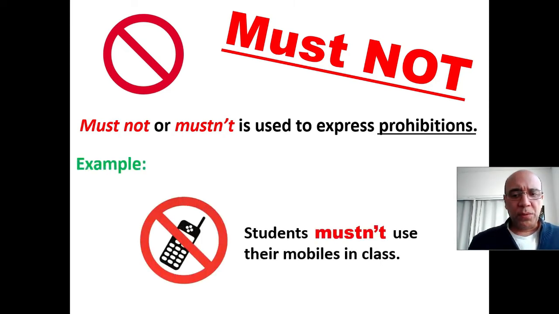Example, students mustn't use their mobiles in class. If you are in the street, a policeman could say, you mustn't run through the red light. It's prohibited, okay? Or you must not run through the red light, all right? So, negative form, must not.